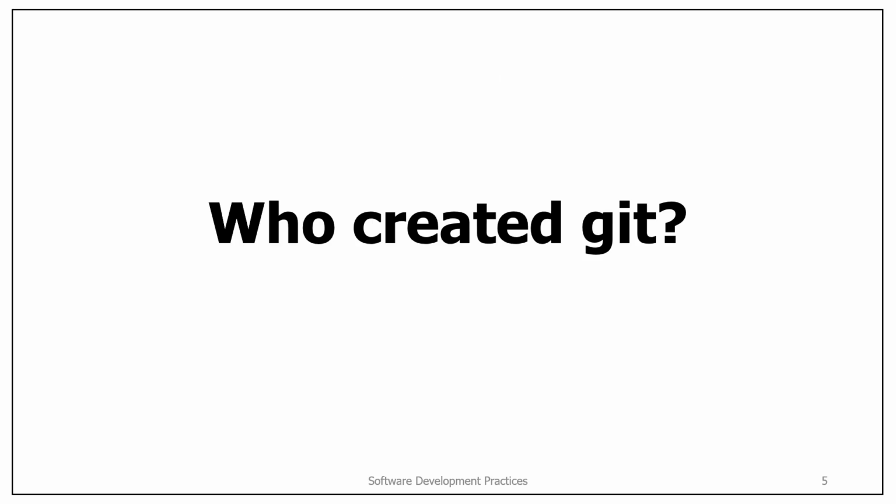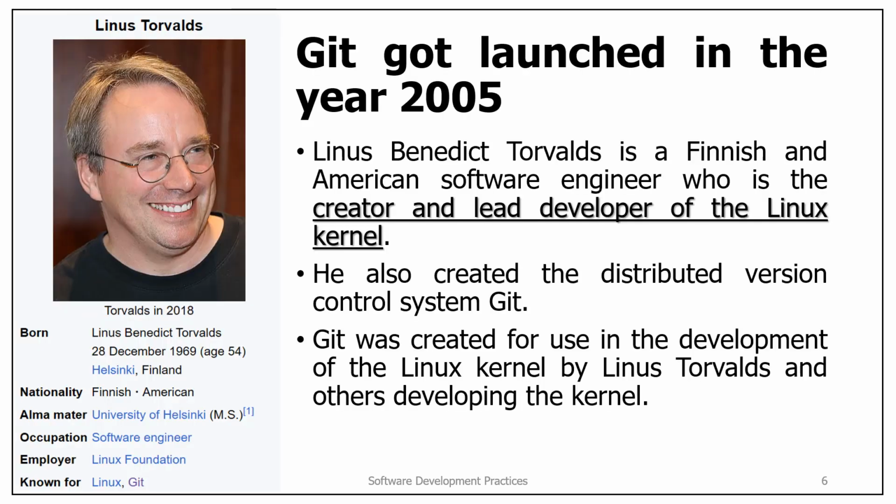Here we get a question: for any product, there will be a creator. So here also we have a creator. The creator of Git is Linus Benedict Torvalds. He is a software engineer, Finnish and American, and he is one of the lead developers of the Linux kernel.